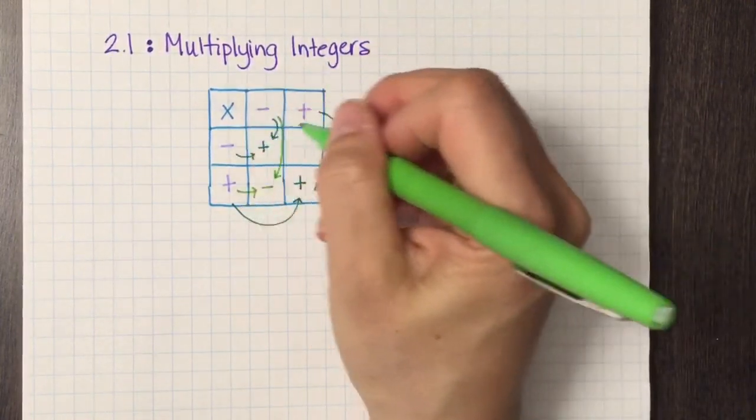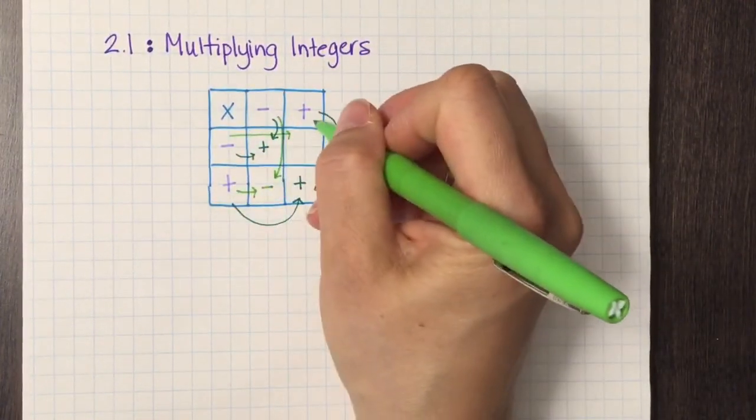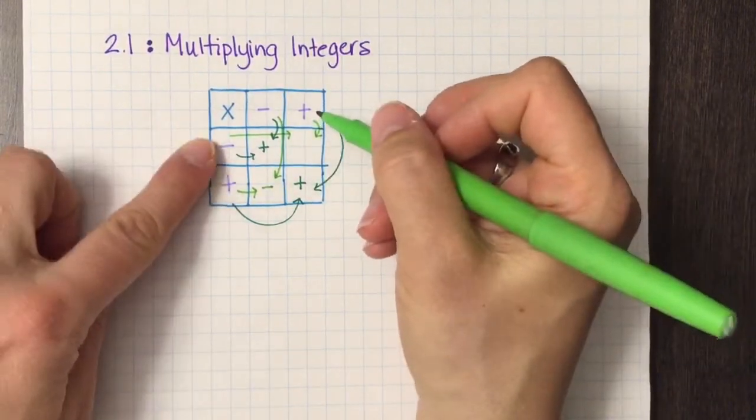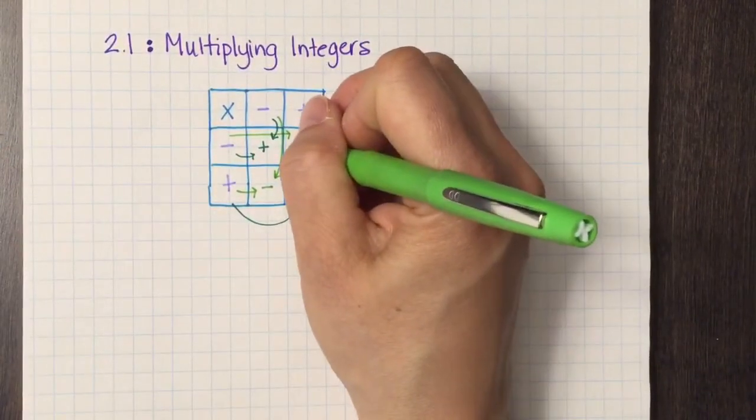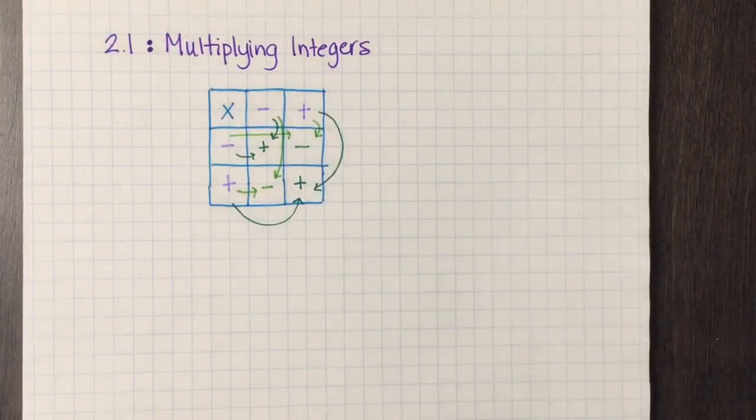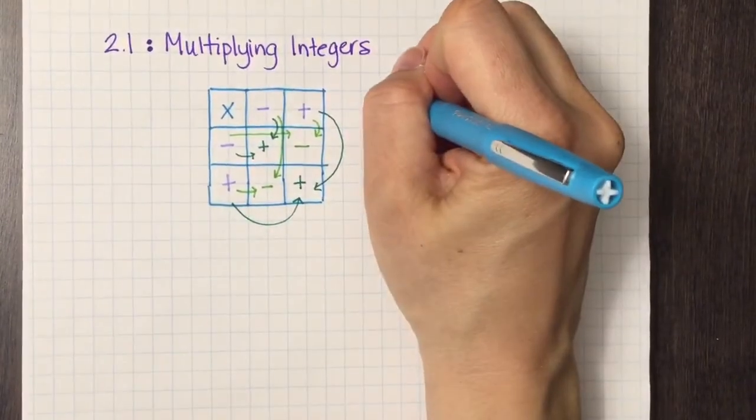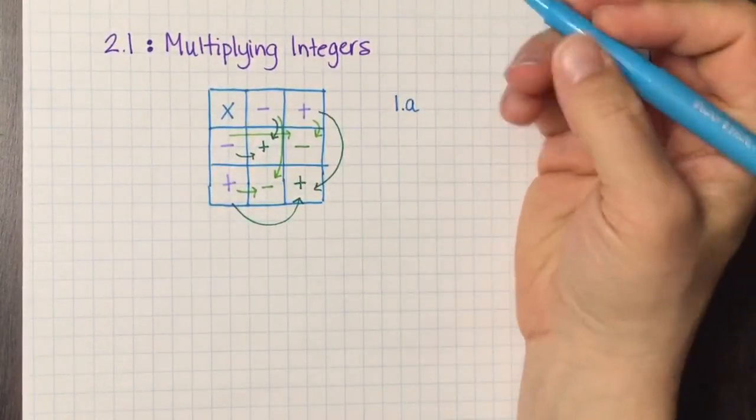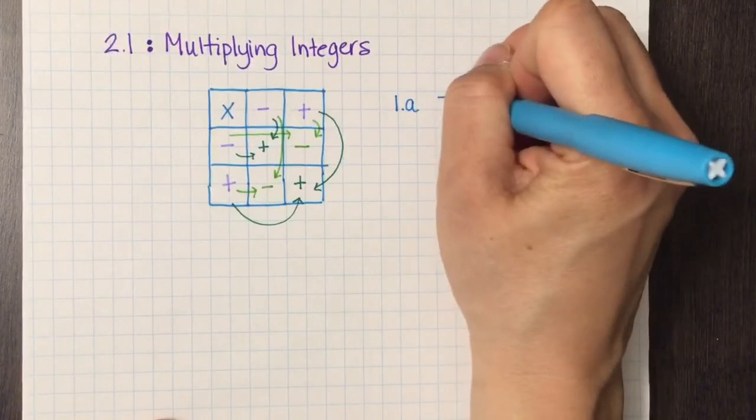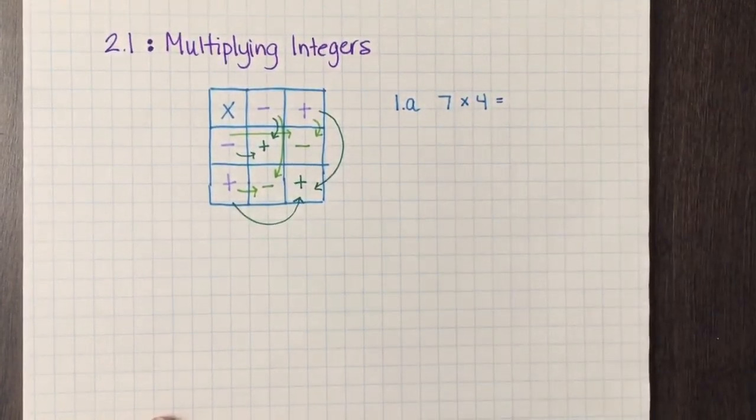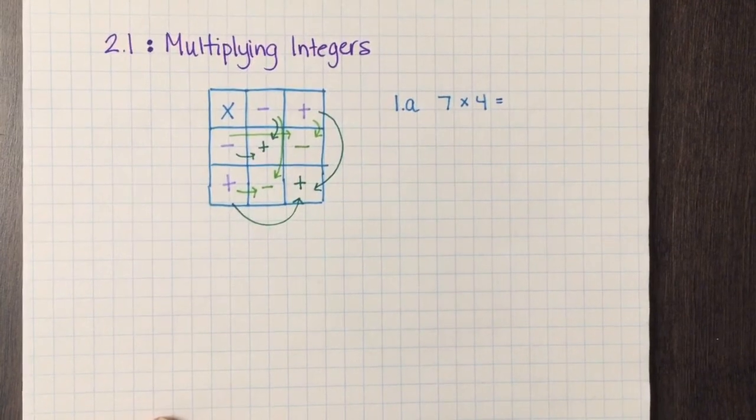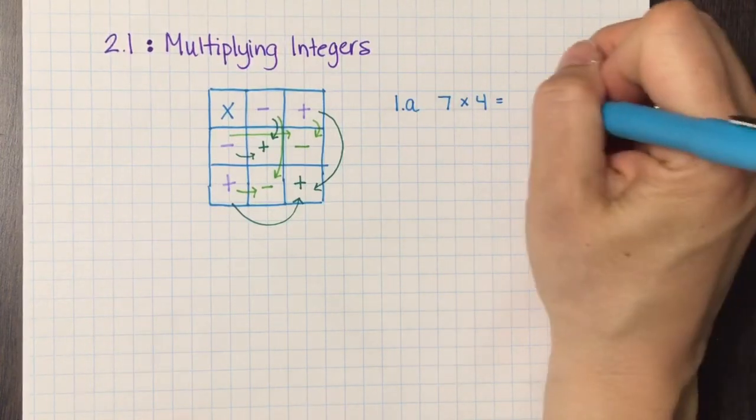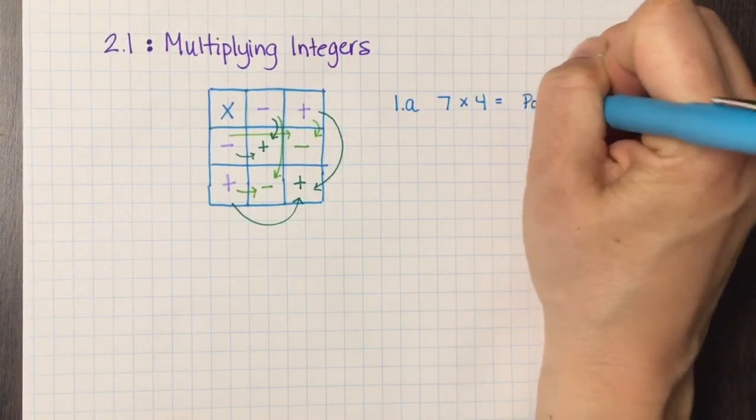Or if we multiply a negative number with a positive number, different signs, the product is going to be negative. So, for example, let's take a look here. If we take a look at question 1a down below, it says 7 times 4. What do you think the product is going to be, positive or negative? Right on. The answer is positive.